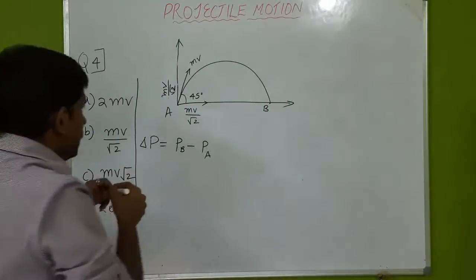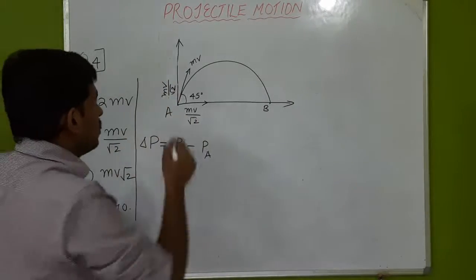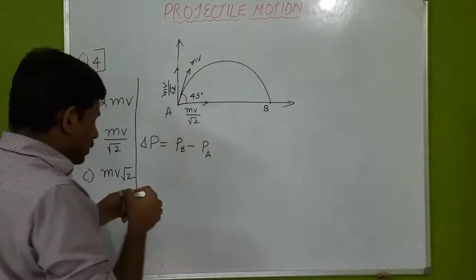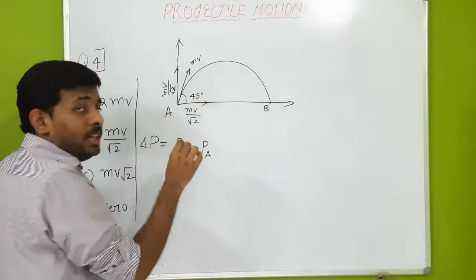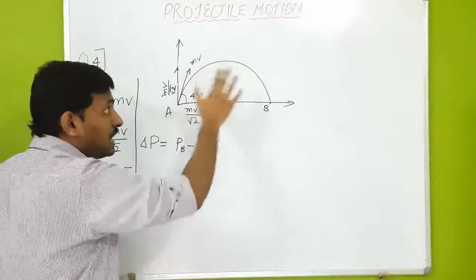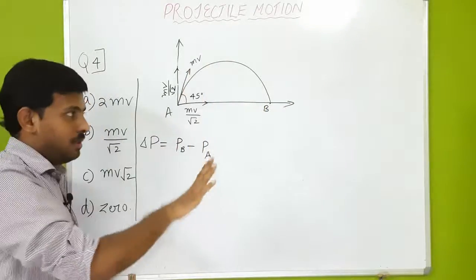So mv by root 2 is the x component of momentum, and the y component of momentum is also mv by root 2. As the projectile goes on and reaches the maximum height, the x component of velocity remains the same. Therefore, the x component of momentum will be the same. The y component of momentum will be 0.